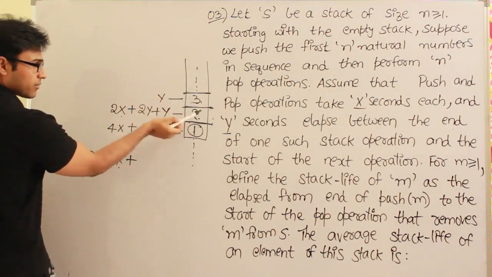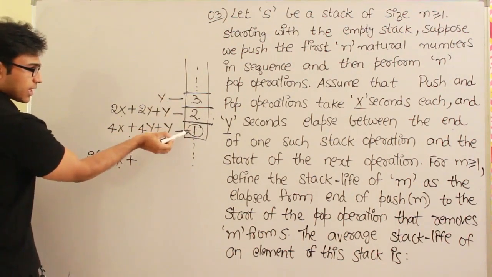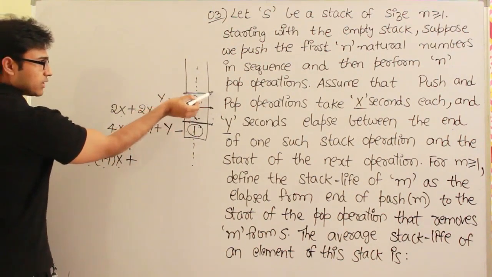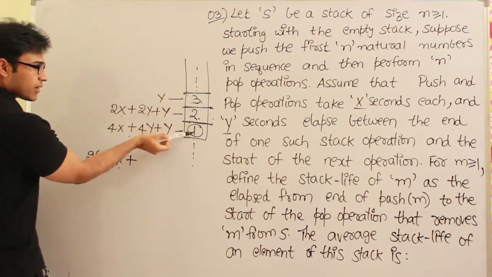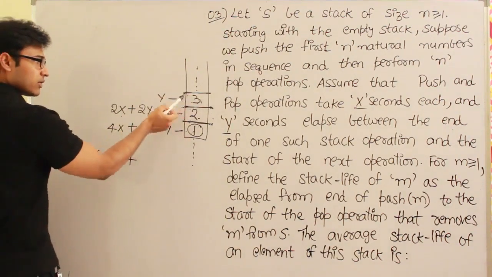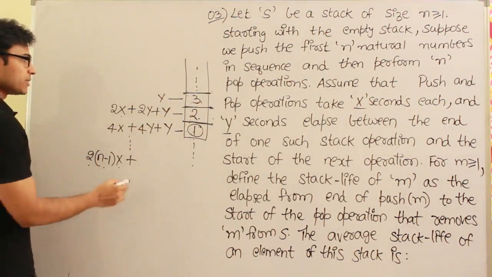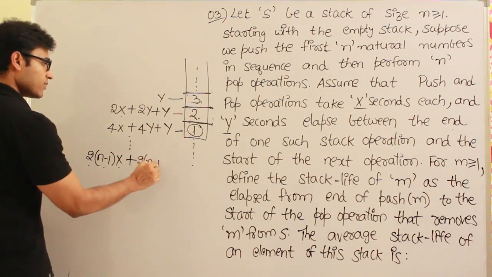Actually 3 lines are there, but then we are only counting 2. So in case of 3 elements, above 1, there are 3 lines. So leave the first line, then how many lines are there? 2. Similarly, if there are n elements, above 1, how many will be there? N lines will be there. Leave out the first one, then how many remaining lines will be there? N minus 1. Therefore, 2 into n minus 1 into y.